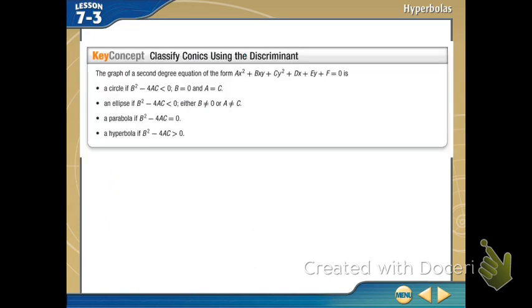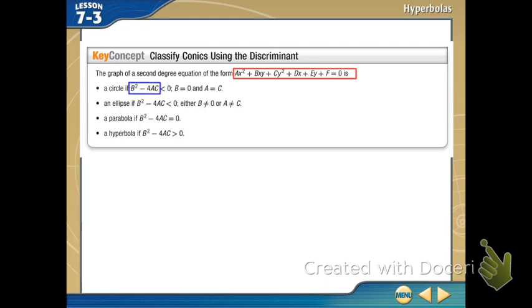All right, last thing we're going to look at is how to tell what kind of conic section you have by looking at the equation in standard form. And just like when we had a quadratic and we wanted to know how many roots or types of solutions we would have, we'd use something called the discriminant, right? So the discriminant is b squared minus 4ac, and it turns out that the discriminant for conics is the same.